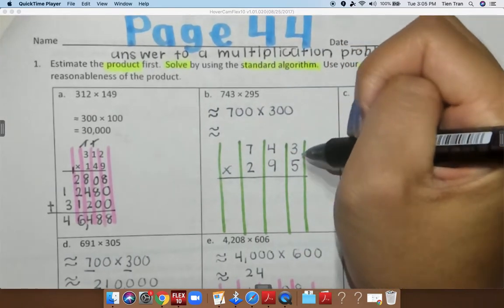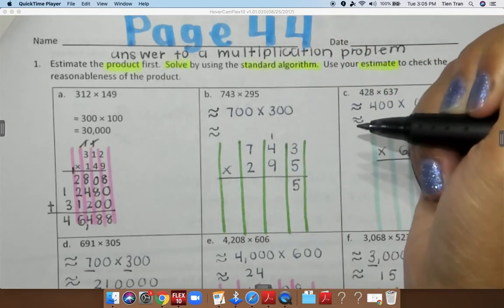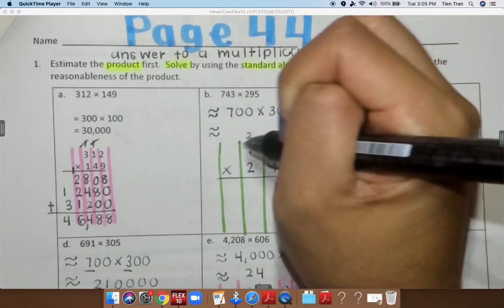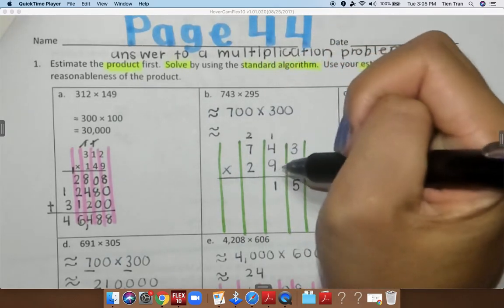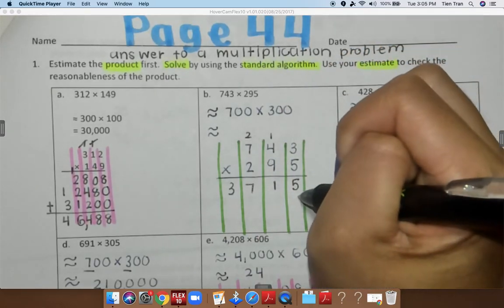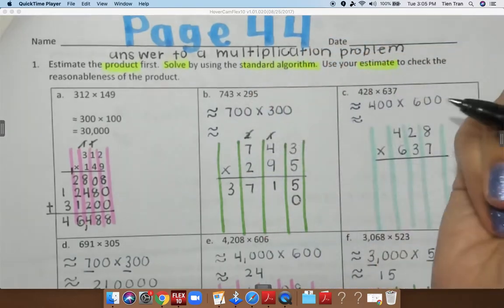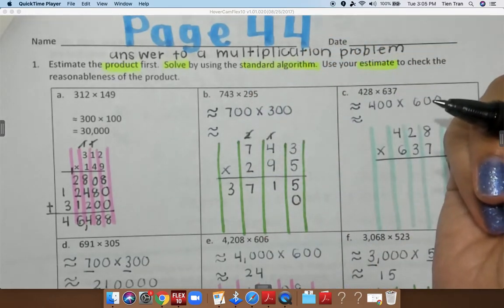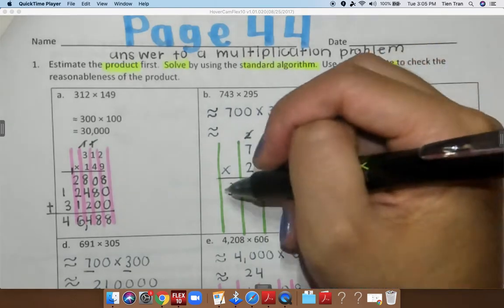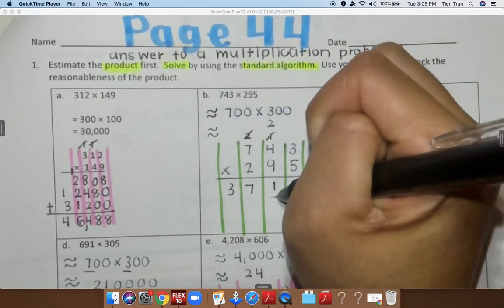For problem B, I have 3 times 5, which is equal to 15. 5 times 4, which is equal to 20. 20 plus 1 is equal to 21. 5 times 7 is 35, plus 2 is equal to 37. And then I'm going to make sure to bring down a 0 because I am multiplying in my tens place. I'm going to cross these out, and the reason being is I don't want to confuse myself by accidentally adding a number that I did for the previous row.